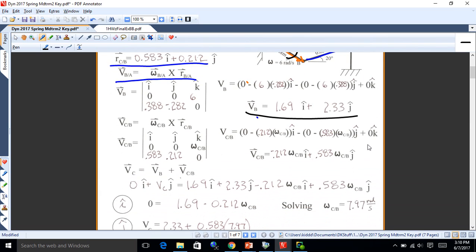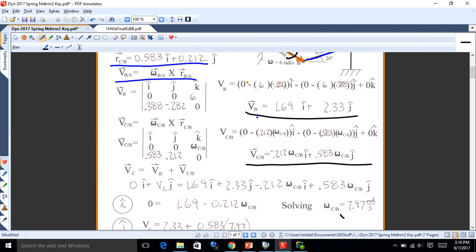Okay, then you can do the same thing to get the velocity of C with respect to B, omega crossed with the position vector, where omega is the unknown. And when you do that, you'll get negative 0.212 omega I plus 0.583 omega J. Okay.